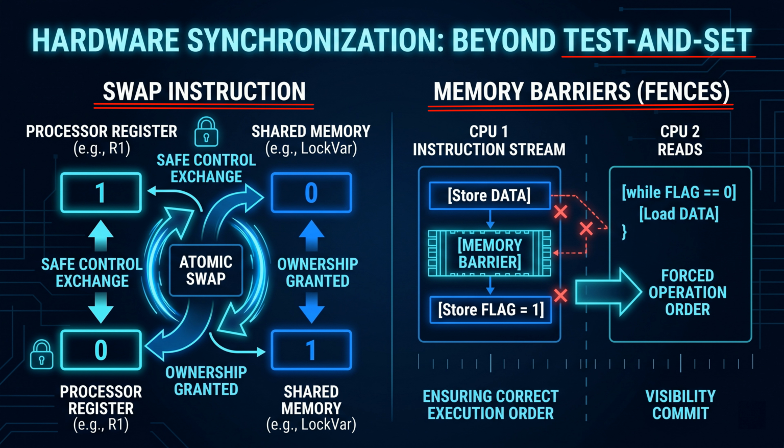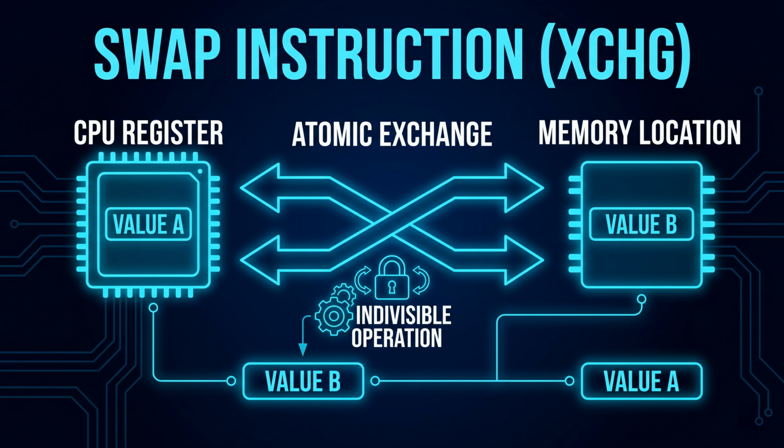One helps processes exchange control safely, and the other ensures operations happen in the correct order. Both are extremely important in modern concurrent systems, even if they often remain invisible to normal users. Let's begin with the swap instruction, sometimes written as XCHG on some processors. Unlike test and set, which checks a value and then locks it, swap follows a simpler philosophy. It performs an atomic exchange between a CPU register and a memory location.